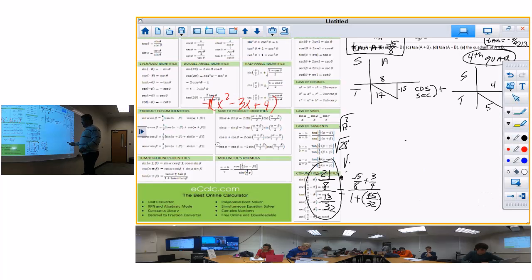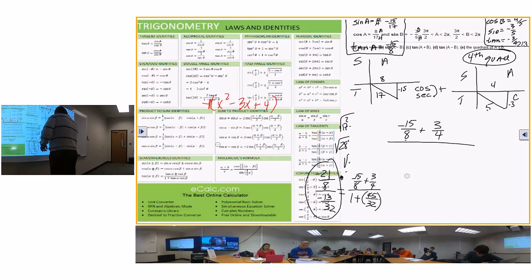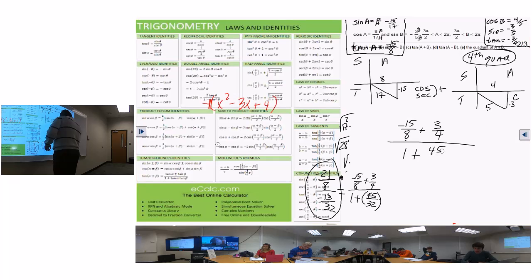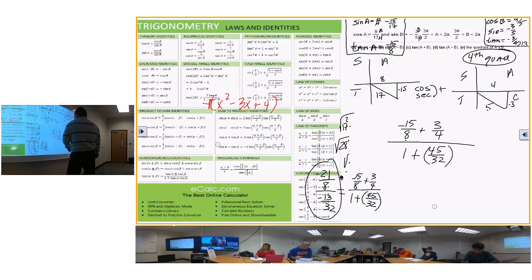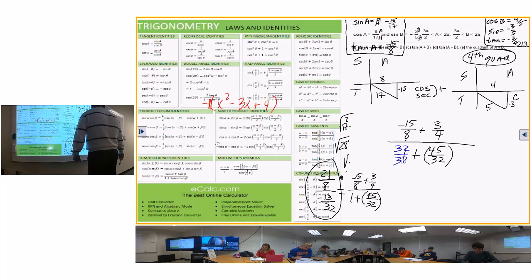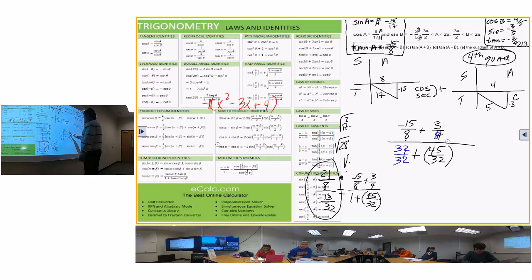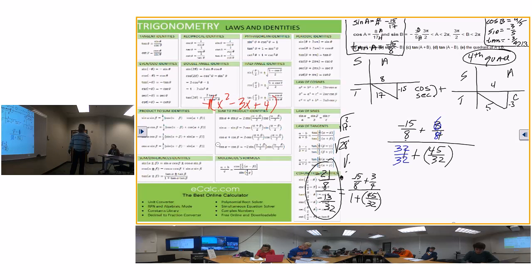So I'm going to bring this up, and I'm going to get -15 over 8 plus 3/4 over 1 plus 45 over 32. And of course, this 32 dictates that I'm going to change this number into what? I'm going to change that 1 into 32 over 32. And I've got to get a common denominator up here of what? 8. 4 will go into 8 2 times. 2 times 3 is what? 6. So I got a common denominator there and on the bottom.